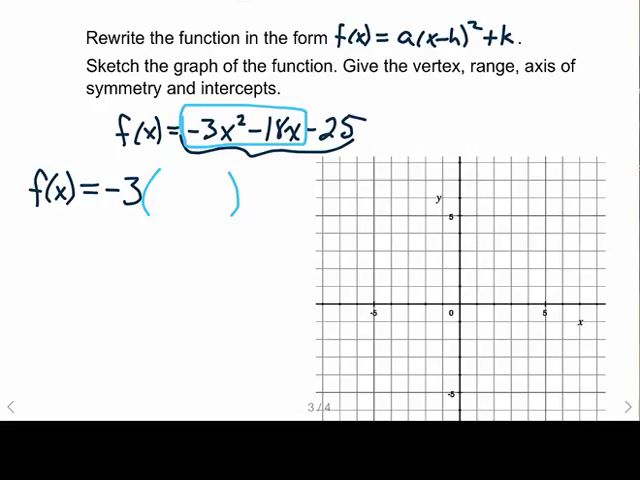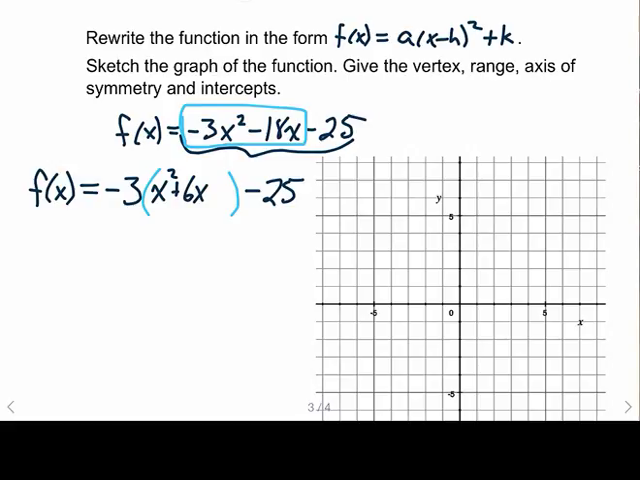When I factor a negative 3 out of negative 3x squared minus 18x, I get x squared plus 6x. Now I'm leaving a little bit of a space inside those parentheses. What I didn't mess with was negative 25. Again, we're completing the square on x, so I was only concerned with x.